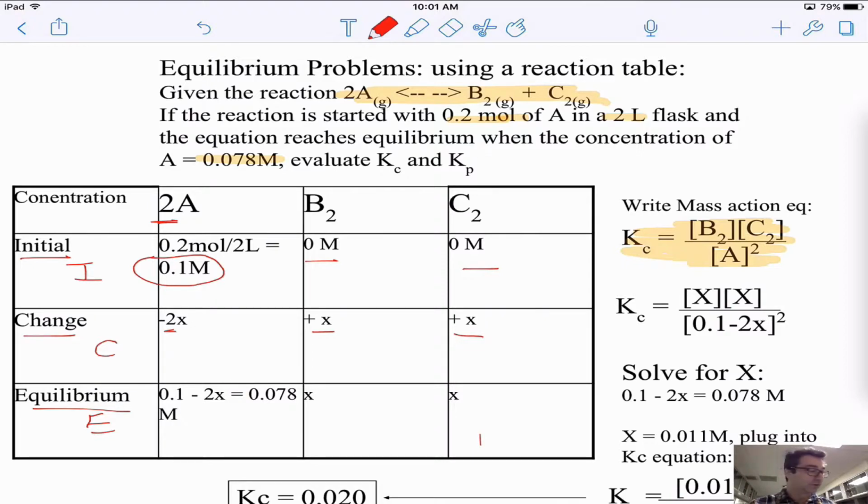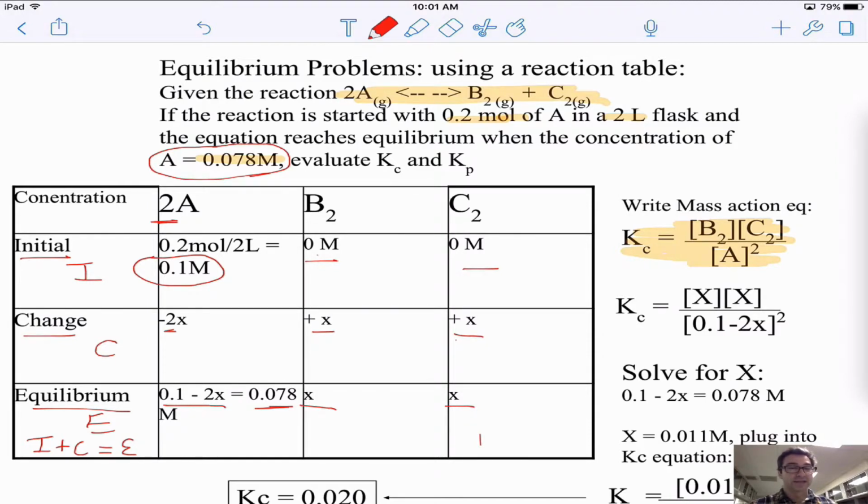I then do my equilibrium state, which is my initial plus my change. That's equal to E. My initial for A was 0.1. The change was minus 2x, so I have 0.1 minus 2x. For B, it's 0 plus x, so it's just x. For C, it's 0 plus x, it's just x. Now they told me right here what A is. They tell me that A is 0.078 molar. So I know that that is my value for A.